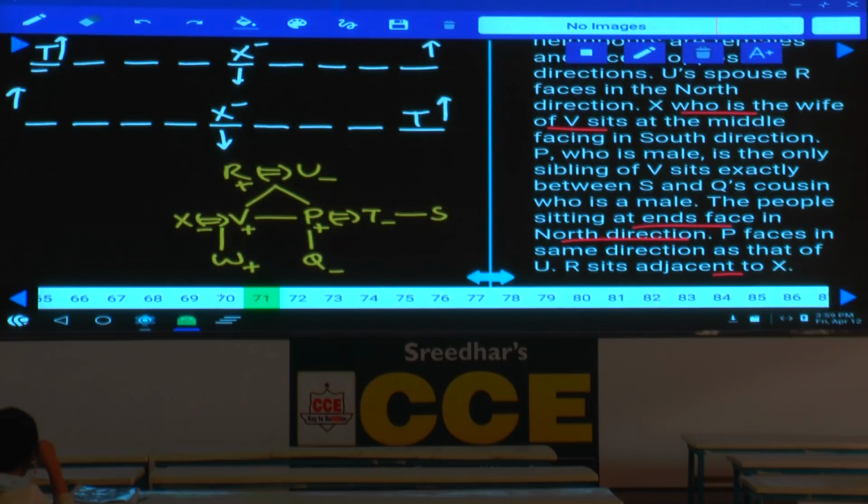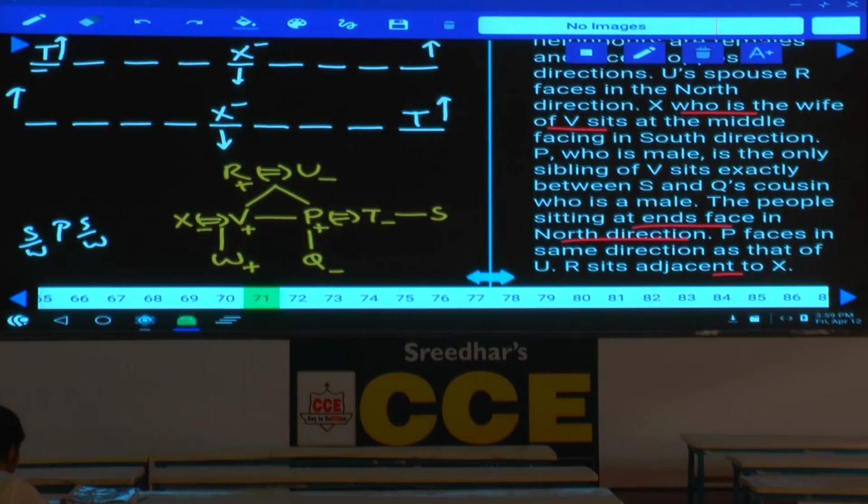X, who is the wife of V, sits at the middle facing the south direction. P is a male, the only sibling of V, sits exactly between S and W. Now P is exactly between S and W, isn't it?